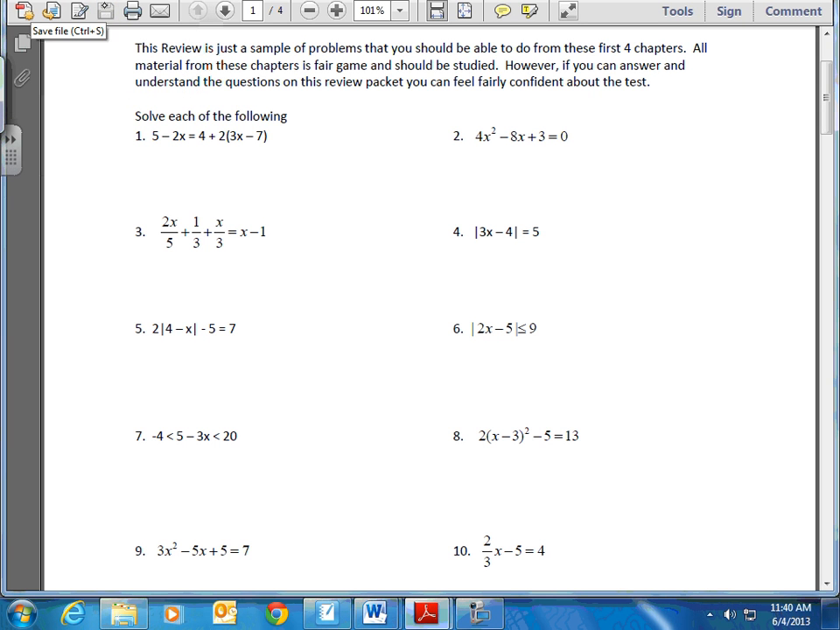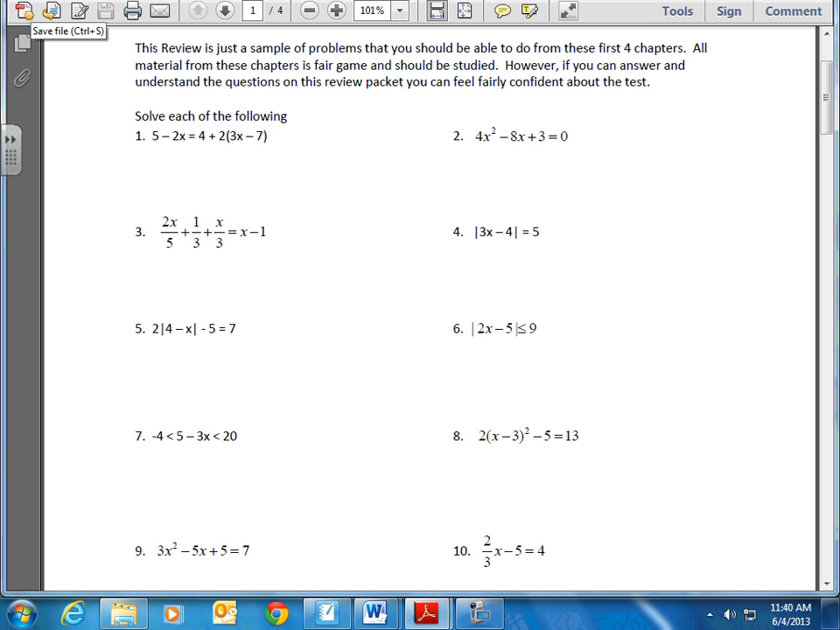Okay, the goal of this recording is to walk through the Unit 1 review worksheet that I gave you. And I know you have the answer key, but it's kind of nice to hear the explanation that goes along with that answer. So that is my plan for this recording.